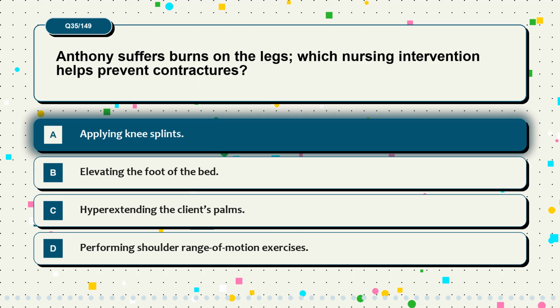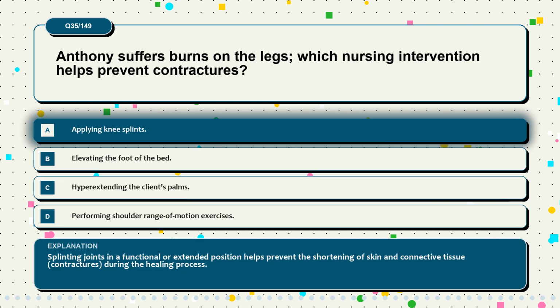The correct answer is option A. Applying knee splints. Splinting joints in a functional or extended position helps prevent the shortening of skin and connective tissue contractures during the healing process.